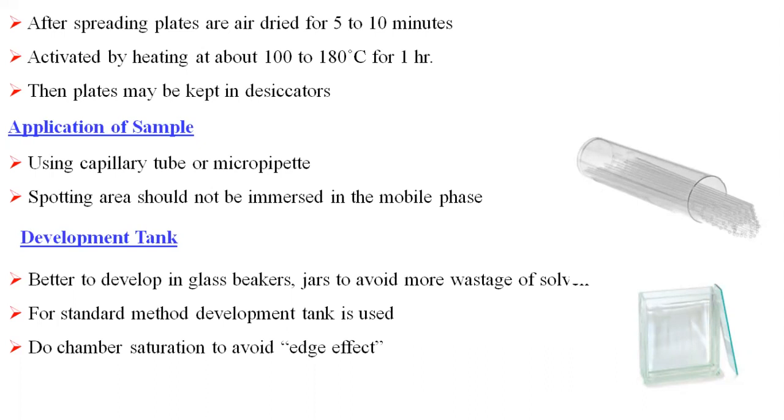If an excess amount of sample is added, there is a chance of getting the tailing effect. Tailing effect means we are not getting good colored spots; we are getting tail-like spots. That is nothing but the tailing effect. So that's why we compulsorily have to apply a very small amount of the sample.